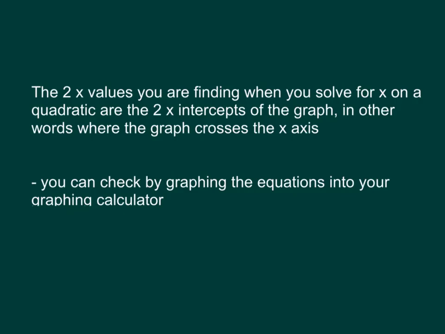So the two x values you are finding when you solve for x on a quadratic are the two x-intercepts of the graph. In other words, where the graph crosses the x-axis. You can check by graphing the equations in your graphing calculator.